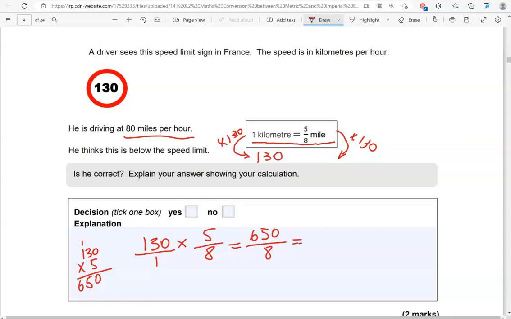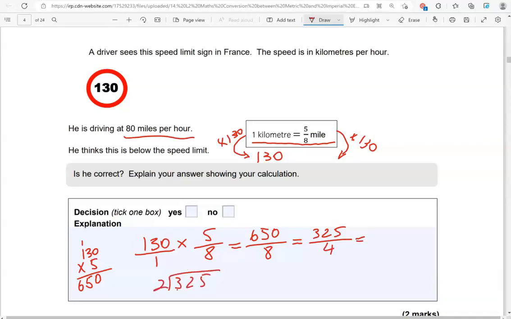We can divide both numbers by 2. So the top number will be 325. 8 divided by 2 will be 4. Can I divide by 2 again? So 325 divided by 2.